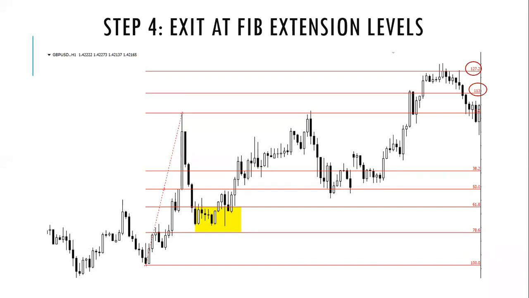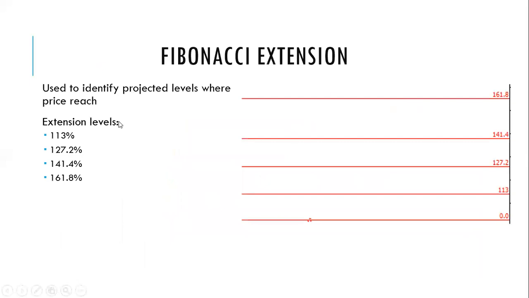Your Fibonacci extension levels, these are levels beyond your swing sa market, no? And you have a couple of them. You have 113, 127, 141, 161, at saka 2, no? Pero i-limit na lang natin hanggang 161, no? So these are extension levels, meaning hanggang saan pwedeng umabot yung price. So it could exceed additional 13%, additional 27%, additional 41%, or additional 61% of the original move.